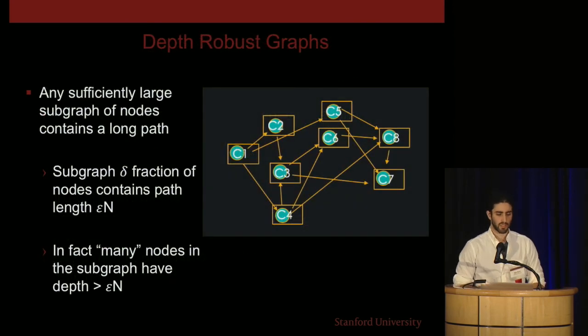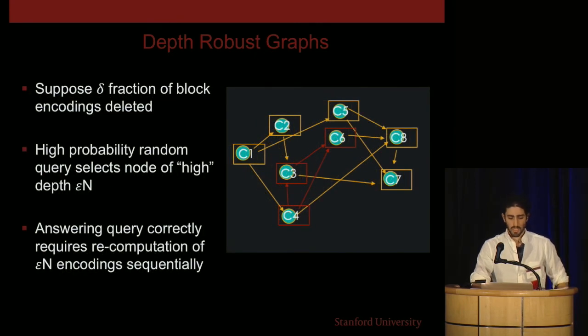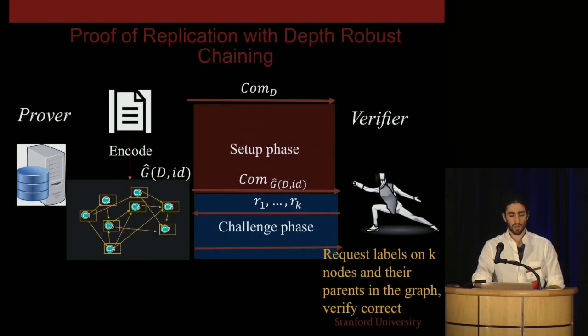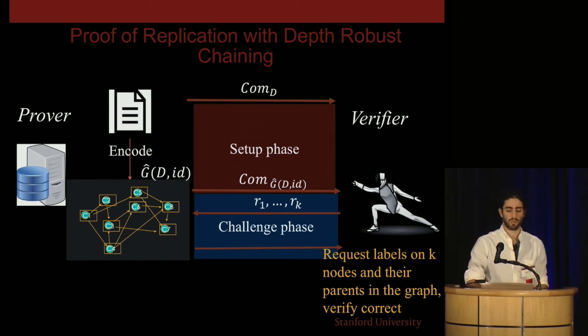So again, just to summarize, the depth-robust graphs have this property that if you delete a subgraph that comprises a sufficiently large fraction of the nodes, then it contains a long path. And in fact, we can show that many nodes in the subgraph have high depth. So plugging this back into the protocol, the prover will derive an encoding of the file in the way described, using these chain dependencies among blocks according to the edges of a depth-robust graph. And then the verifier will request labels on just a few of the nodes and check for correctness.